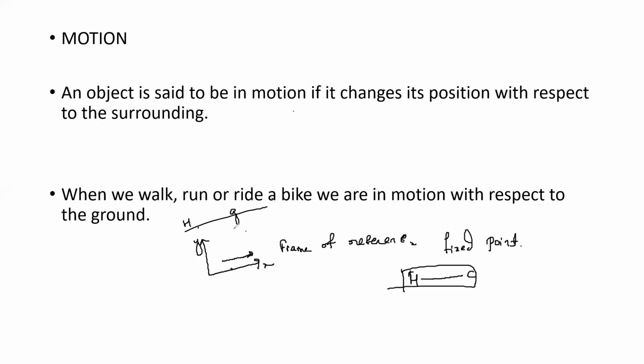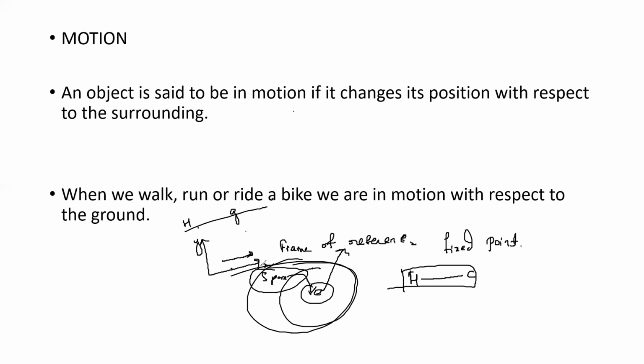This frame of reference can change. For example, if you are observing the planetary motion of the sun's planets from the earth, then your earth is the frame of reference here. Getting it? Suppose a person is in space, observing us from space. Then what is the frame of reference here?